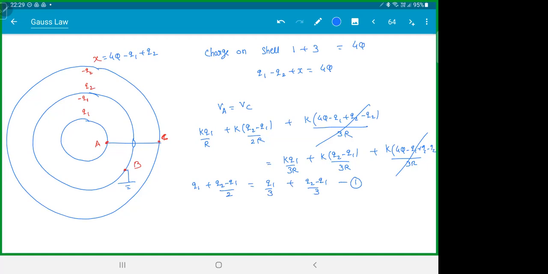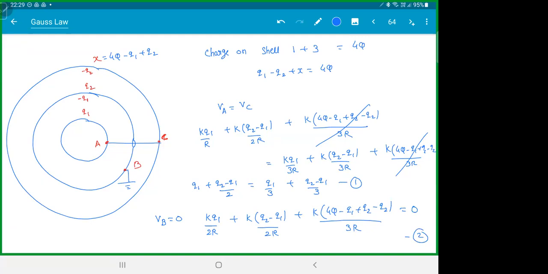What is the other equation you have? VB is 0. Isn't it? VB is 0. How much is that? K Q1 by 2R. B is outside for the inner one. K Q2 minus Q1 by 2R. K 4Q minus Q1 plus Q2 minus Q2 by 3R is 0. This is your equation 2.